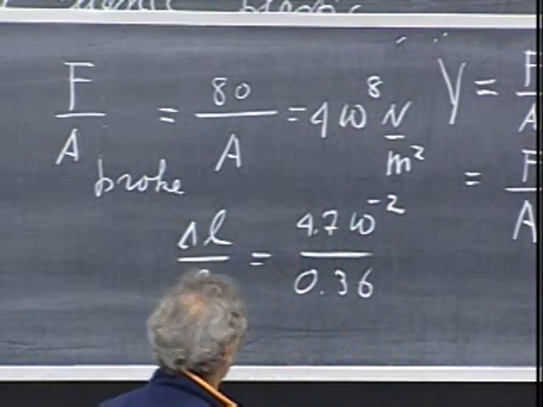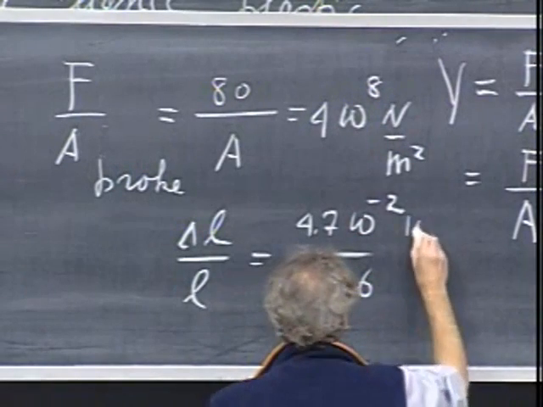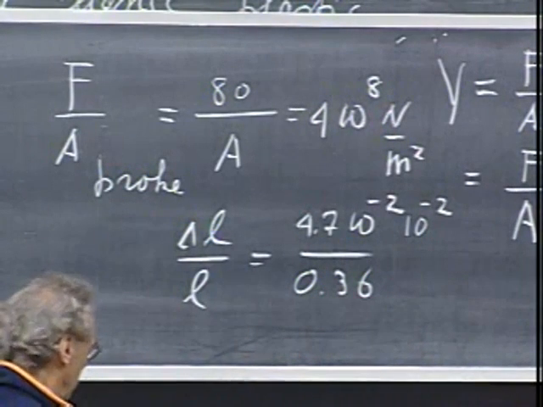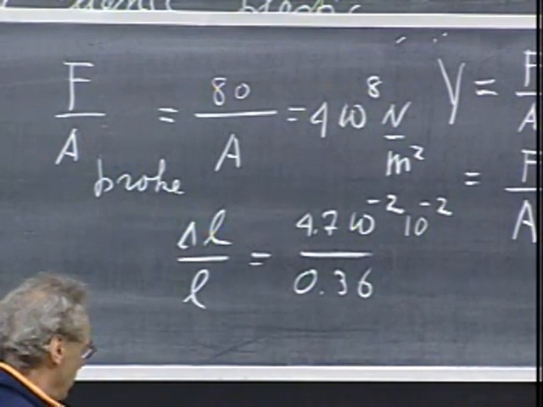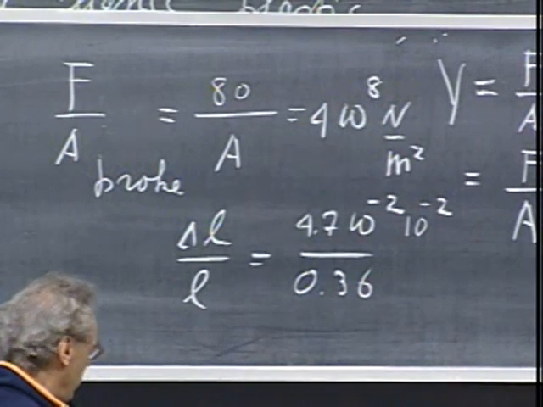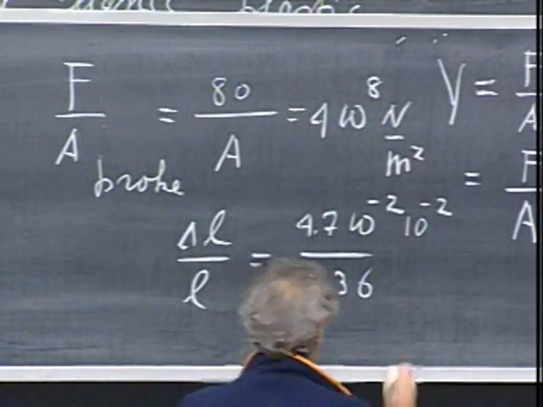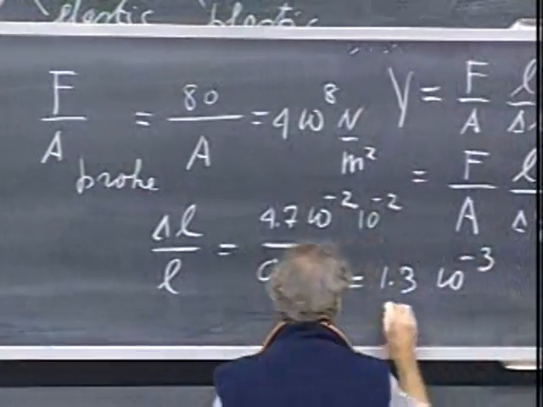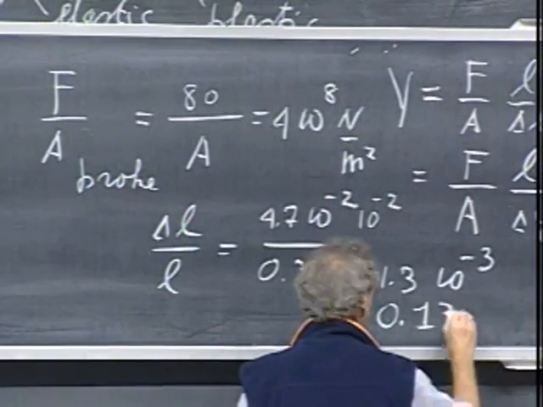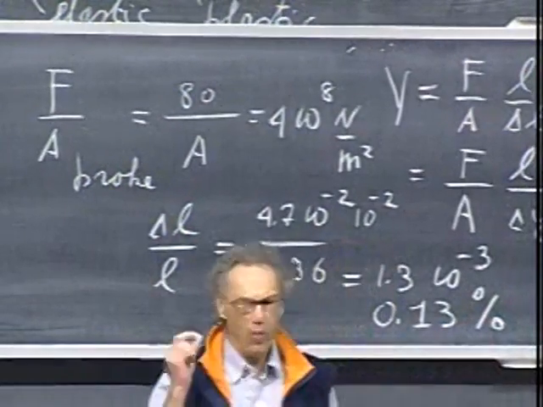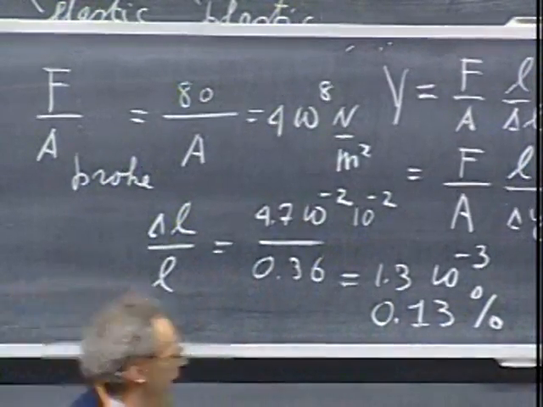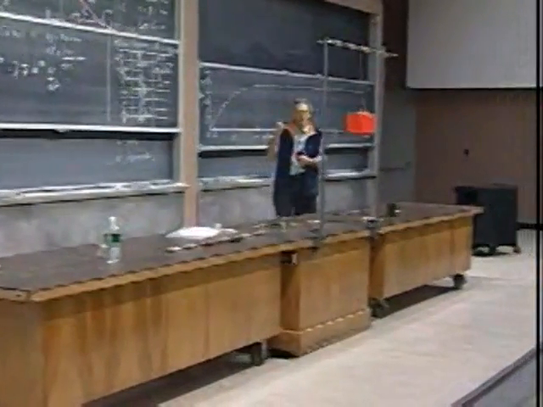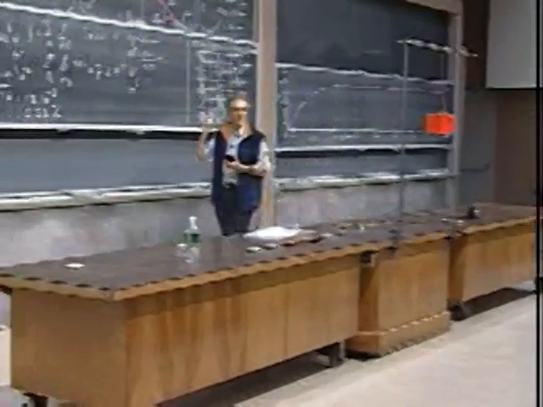But that is in terms of centimeters, and we want it in terms of meters. So we have to multiply by another factor of 10 to the minus 2. So the exponents change, minus 2, divided by 0.36. And that gives me 1.3 times 10 to the minus 3. In terms of percentages, that would be 0.13%. So the wire, when it reaches the end of its Hooke's law parameter space, has only become longer by 0.13%.